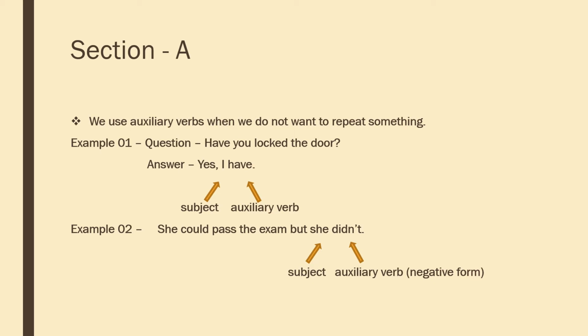The second example is, she could pass the exam but she didn't. In the last part of the sentence, but she didn't is the negative form of the auxiliary verb did. But she didn't refers to, but she didn't pass the exam. Without repeating that line, we can use only the subject and the auxiliary verb.